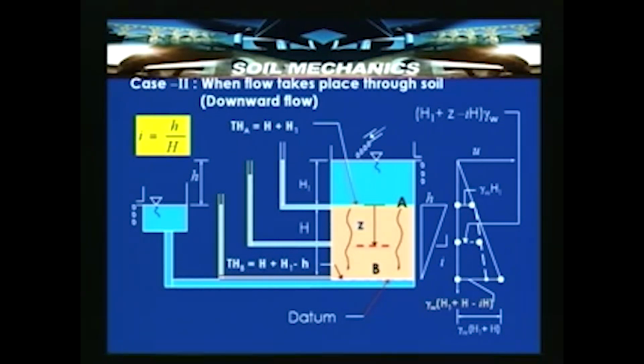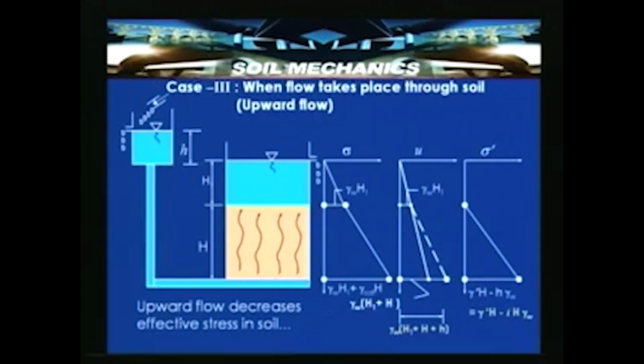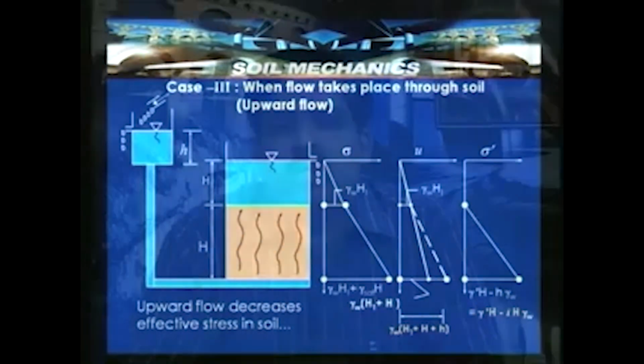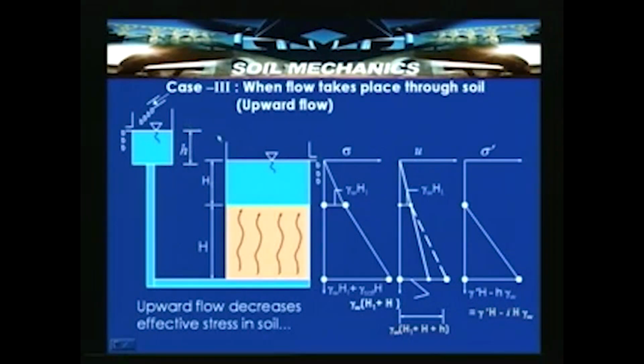So, let us look into it as case 3. When the flow takes place through soil in the upward direction, assume a similar arrangement, but what we did is that this stem has been taken H meters or H units above this level. So, this serves as the upstream surface and this serves as the downstream surface.